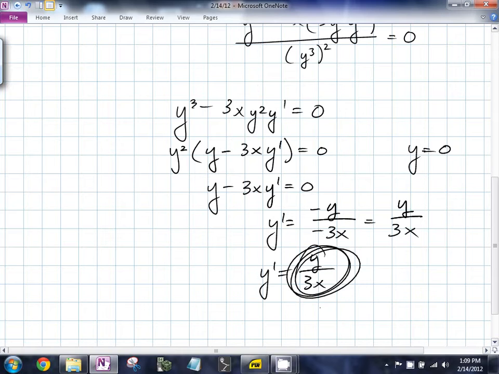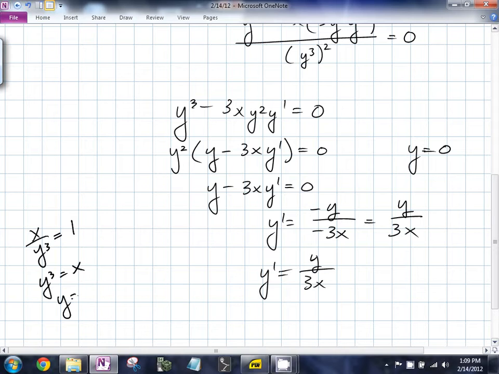What do we not really like that's in there? Y. Well, the 3 is actually fine. We don't like the y. We like the derivative just in terms of x. What was our original equation? It was x over y cubed is equal to 1. So that told us that y cubed is equal to x, which means y is equal to x to the 1/3. Do you agree? Remember, this is the original equation, right?